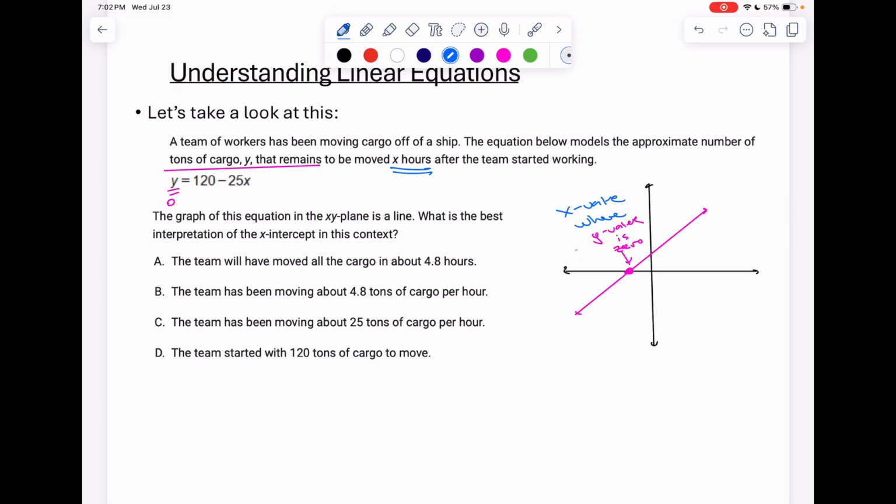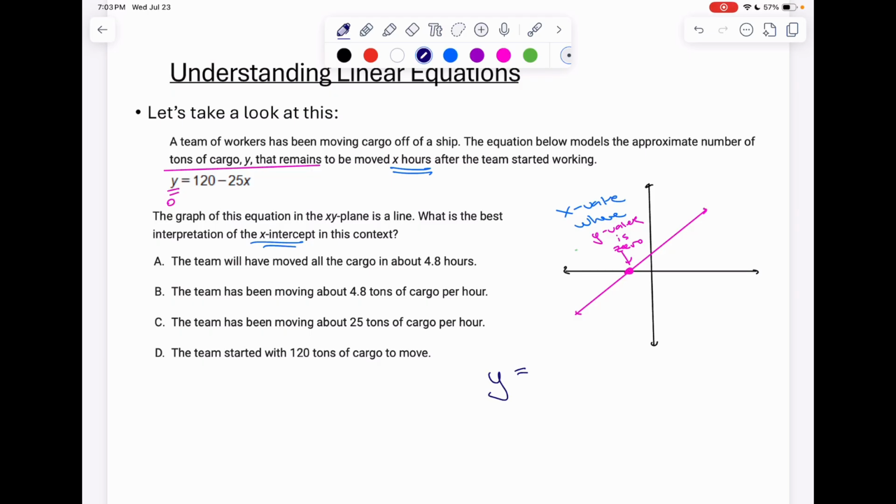Well, it means that's the amount of hours. We're looking for hours because we're looking for an x value, right? We're looking for the x-intercepts. That's an x value. We're looking for a number of hours that would make no cargo remaining. So basically, how many hours it takes to remove all the cargo. Well, let's try that out.